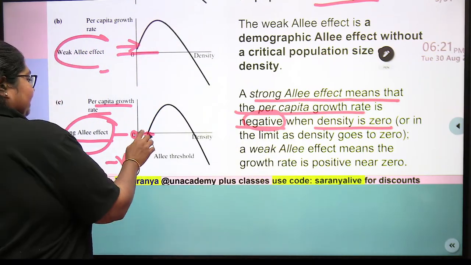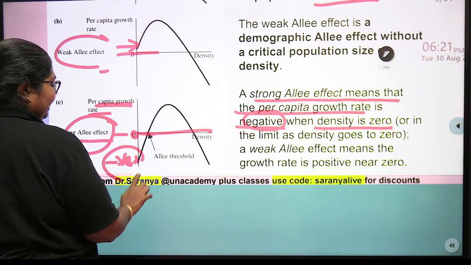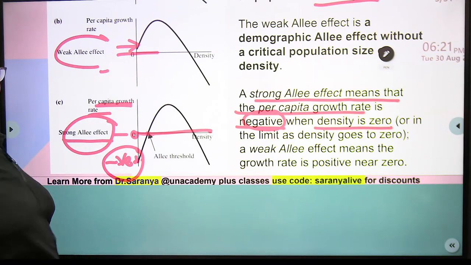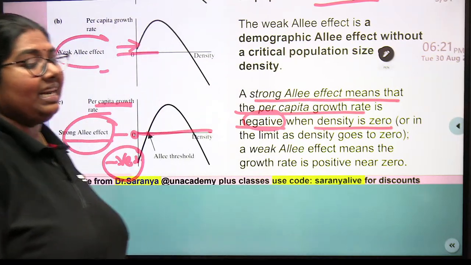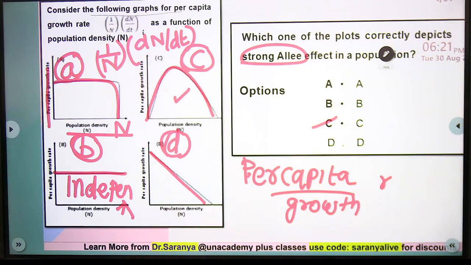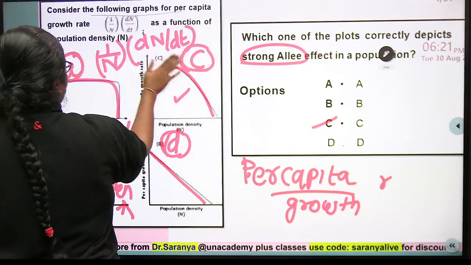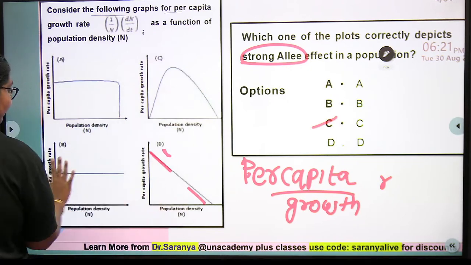Whenever your density is zero, the per capita growth rate is below the level. It is negative. But in case of the weak allele, it is above. Now you got the distinction between when it is a strong allele and when it is a weak allele, right? So now can you tell me about this graph, everybody in this class?